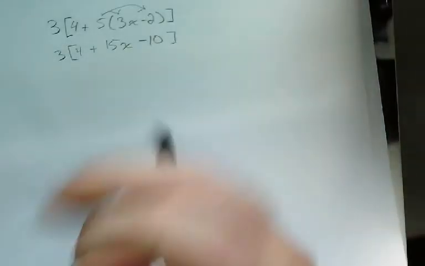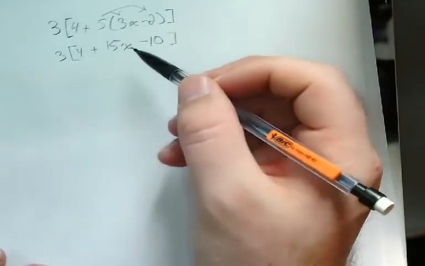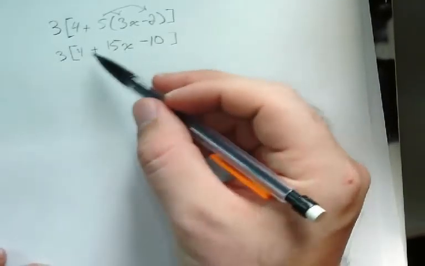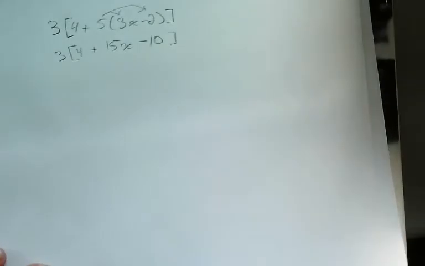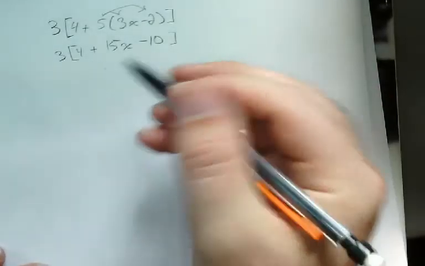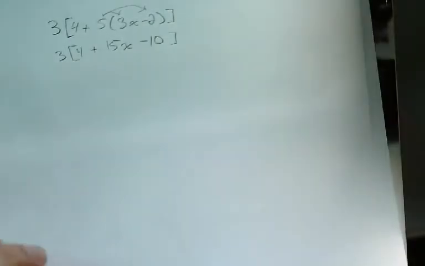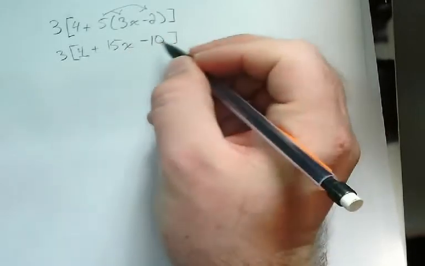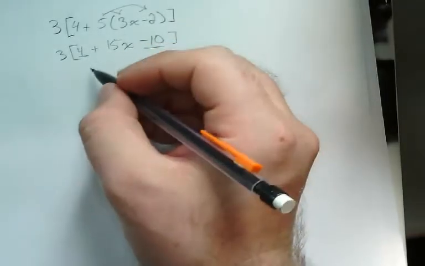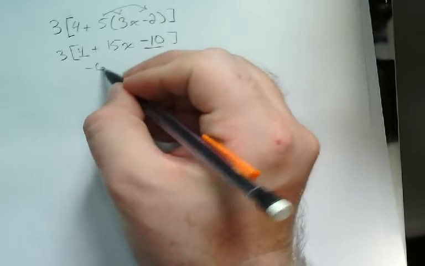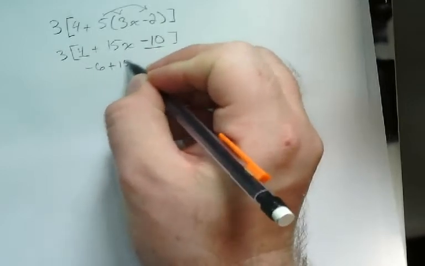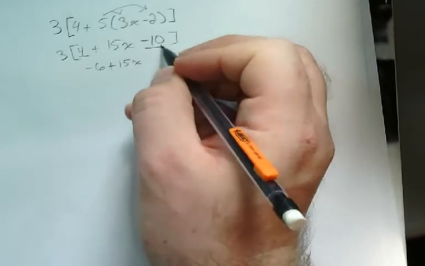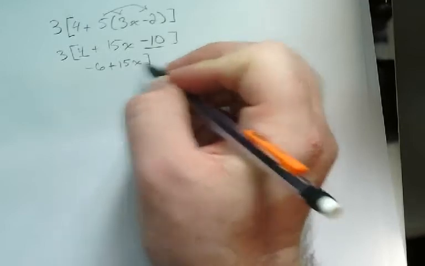Now, going through our steps, we could distribute again, or we could combine like terms since these are inside parentheses. I'm going to go ahead and combine like terms because the fewer numbers I have to multiply, the less chance I'll make an error. So I've got 4 and minus 10. That's going to give me negative 6 plus 15x. All I did was combine those two.